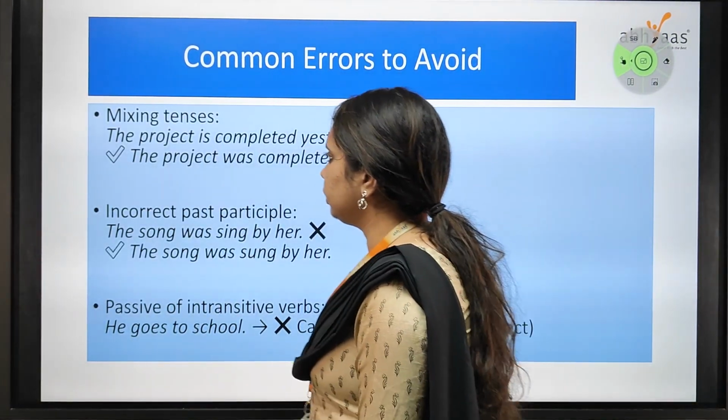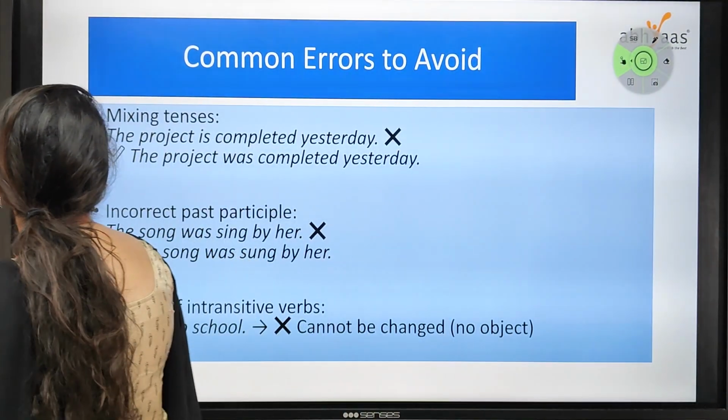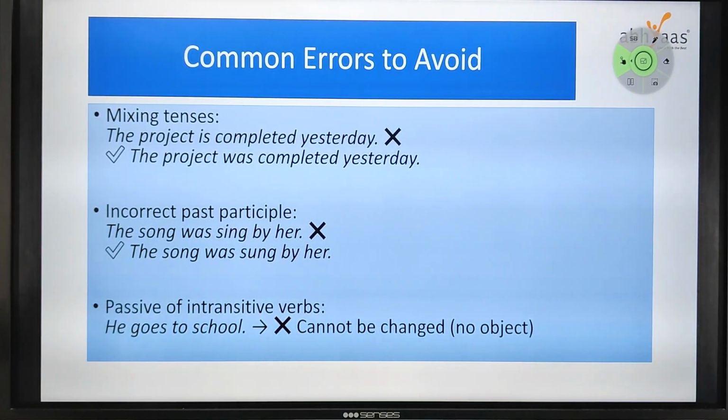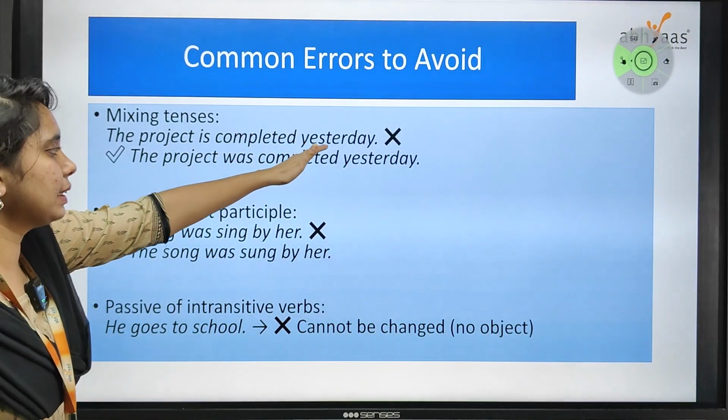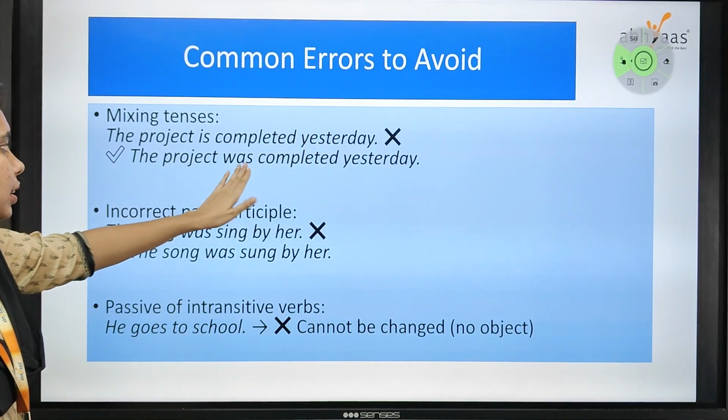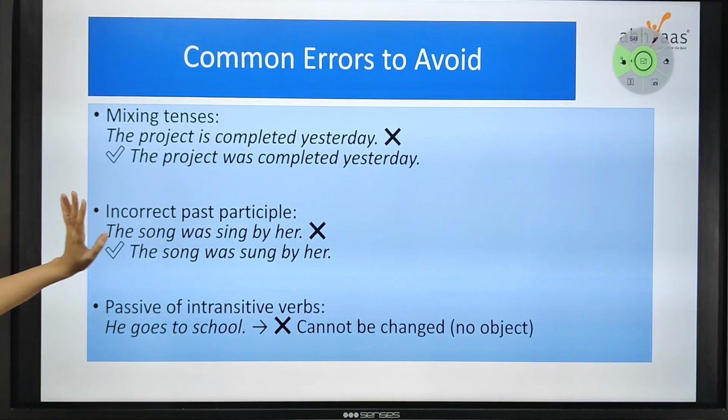Let's see some common errors. Generally, you can see mixing tenses. The project is completed yesterday. No, the project was completed, because yesterday definitely indicates simple past. So we'll just say the project was completed.